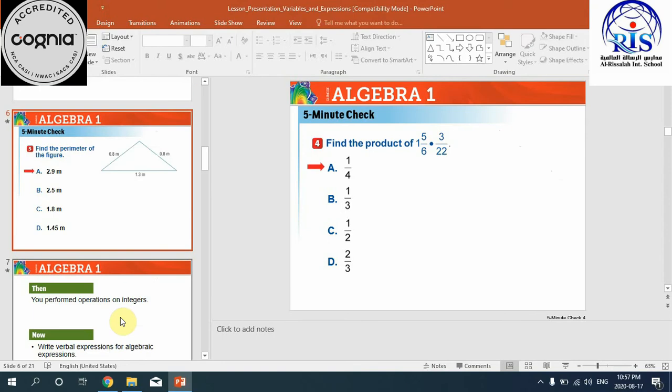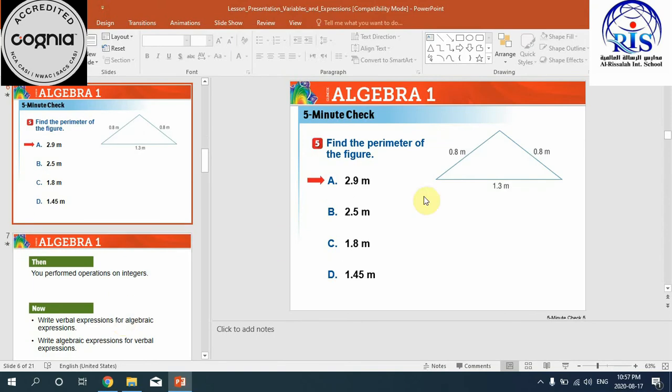Another example. All of this, as I said, is a revision for grade 6. Find the perimeter of the figure. What is perimeter? The perimeter of any figure is the sum of its sides. Here I have a triangle, I have 3 sides. To find the perimeter, I have to add the 3 sides: 0.8 plus 0.8 plus 1.3. Of course, the unit is the same. Meter, meter, meter. If units are different, I must make them the same. But here, as you can notice, the units are the same. The answer is 2.9.